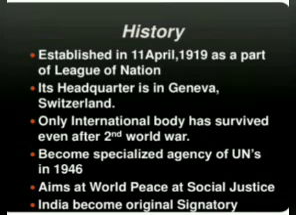Next we have the history. This ILO was established on April 11th, 1919 as a part of the League of Nations. Its headquarters is in Geneva, Switzerland, and this is the only international body which has survived even after the Second World War. It became a specialized agency of the UN in 1946, which aims at world peace and social justice. And India became its original signatory. That means when it was introduced, at the same time, India became its member.